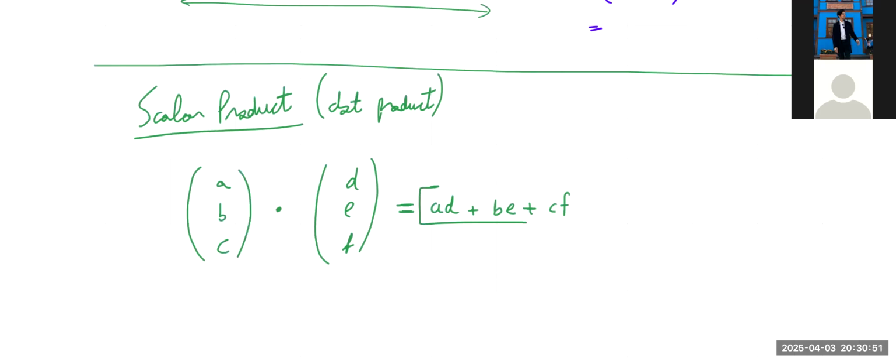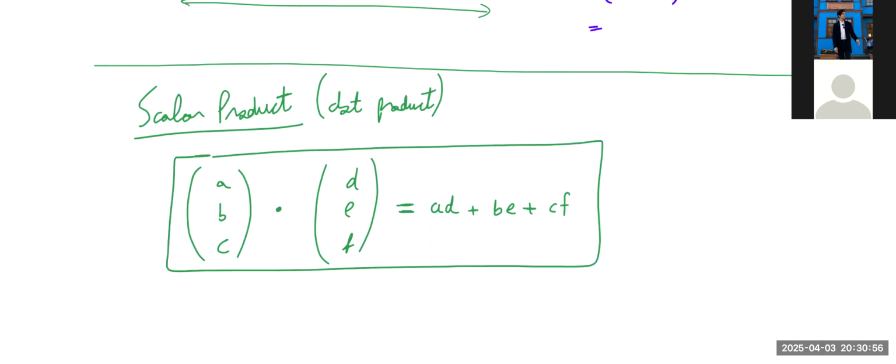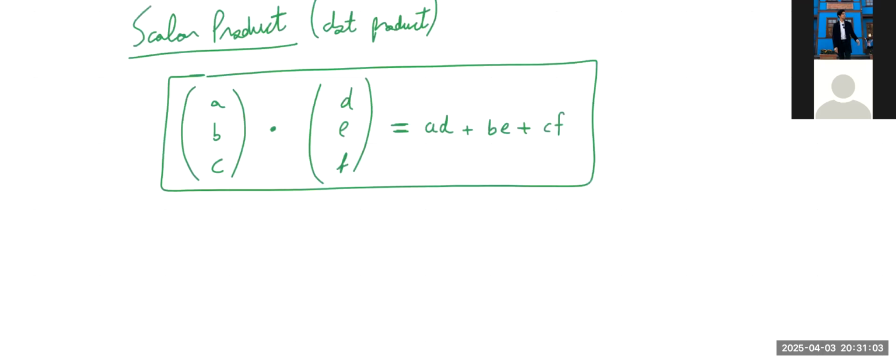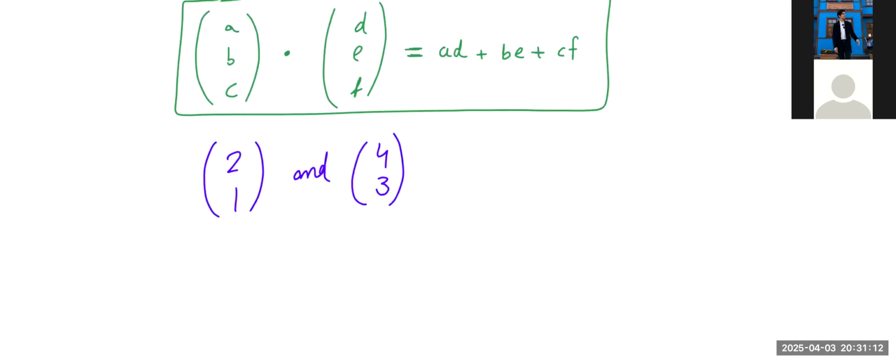Now, this is how you calculate the scalar product explicitly. However, it has a very interesting use. So basically, if you have two vectors like (2, 1) and (4, 3), I'm going to explain this by example. If you find their dot product, so this is A, let's say, and this is B. If you find A dot B, it'll be 2 times 4 plus 1 times 3, which is 11.